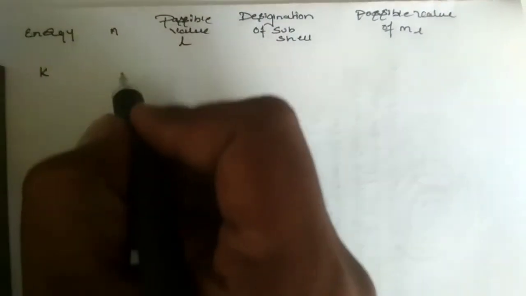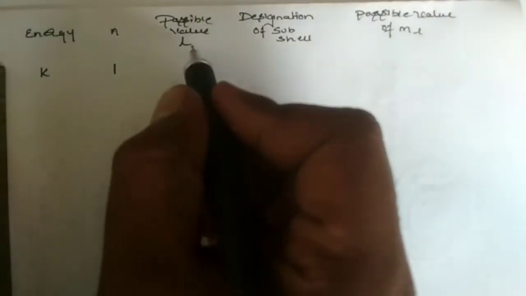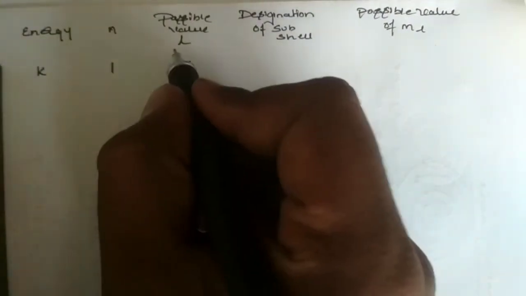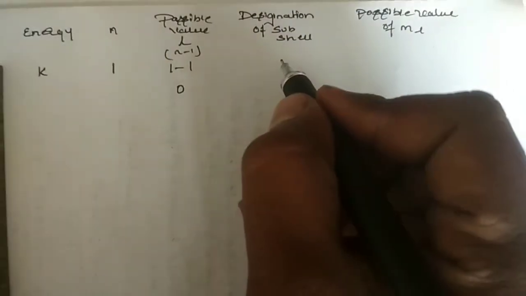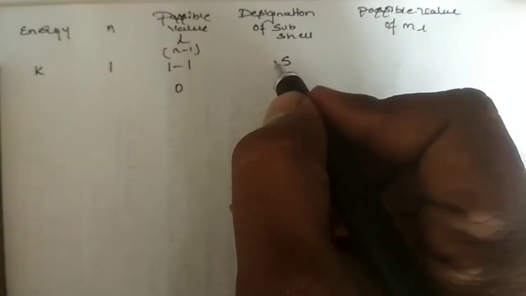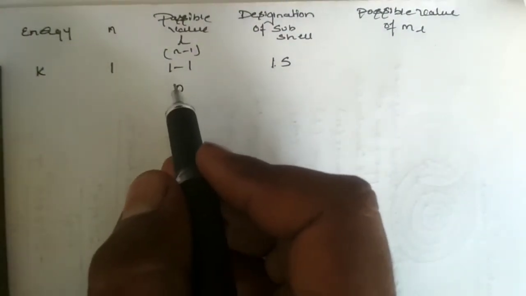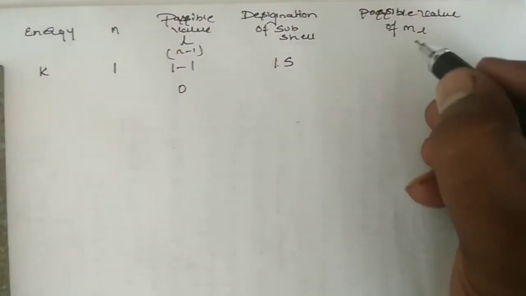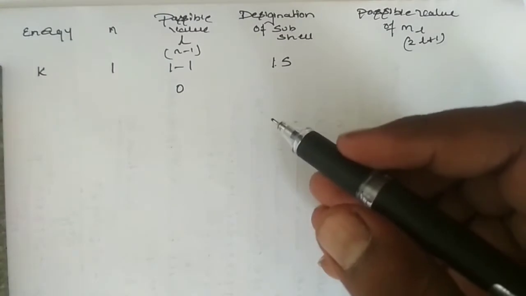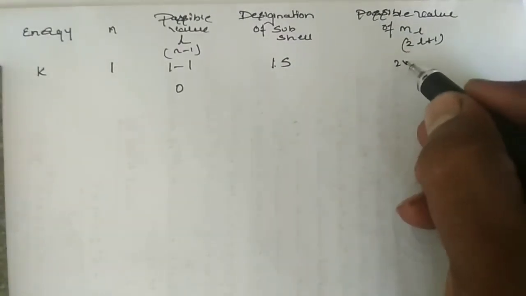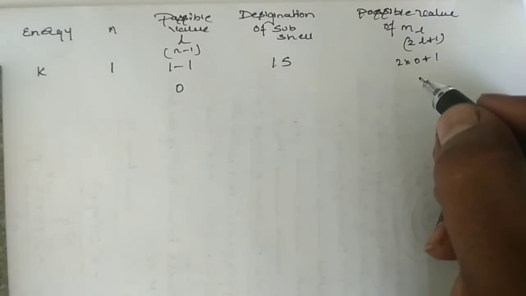First we take the energy level, that is K. If you take K, n is equal to 1. What is the l value? It is the n minus 1 formula, 1 minus 1, so it will become 0. So n is 1 and l is 0, which is s. Do you understand here? Next, the possible value of ml. The formula is 2l plus 1, and if l is equal to 0, then 2 into 0 plus 1 gives 1, so ml is 0.